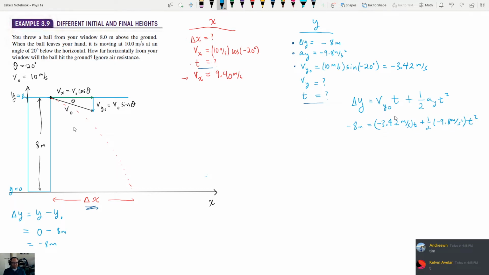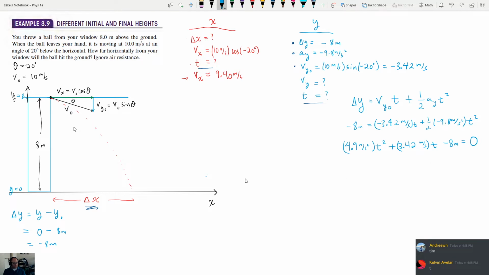Of course, we want to solve this for t, because t shows up as t to the first power, t squared, and technically this is t to the 0. This is a quadratic equation that we can solve. So what I'm going to do is just move all the stuff on the right-hand side to the left-hand side. So we want to write this term first, right? 1/2 of 9.8 is 4.9, right? So I'm going to write this as 4.9 t squared plus 3.42 t and then minus 8 equals 0.